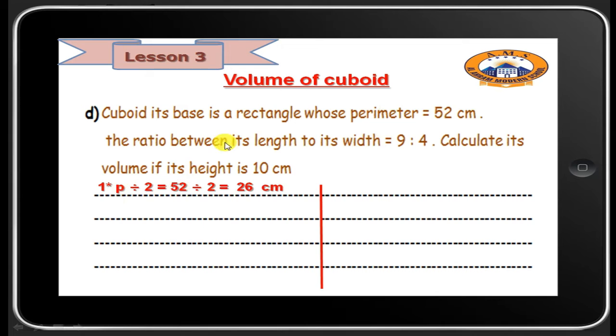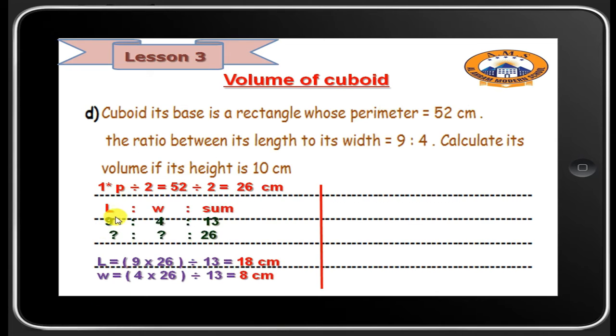The second step is to calculate the length and the width. So I will write length to width, 9 to 4, sum 13. 9 plus 4, the sum of the ratio, equals 13. And below 13 I'm going to write 26, the perimeter that I calculated when I divided by 2. So the length equals 9 times 26 divided by 13, that will give us 18 centimeters. And the width equals 4 times 26 divided by 13, that will give me 8 centimeters.